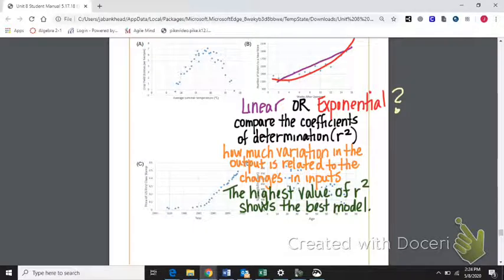In the past, we've looked at correlation coefficients and determining the strength of the data being related together. Now we're going to look at the coefficients of determination. Our coefficients of determination tell us how much variation in the output is related to the changes in the inputs. As we compare our regression models in the next examples, the model with the highest value of R squared will be the best model to fit the data.